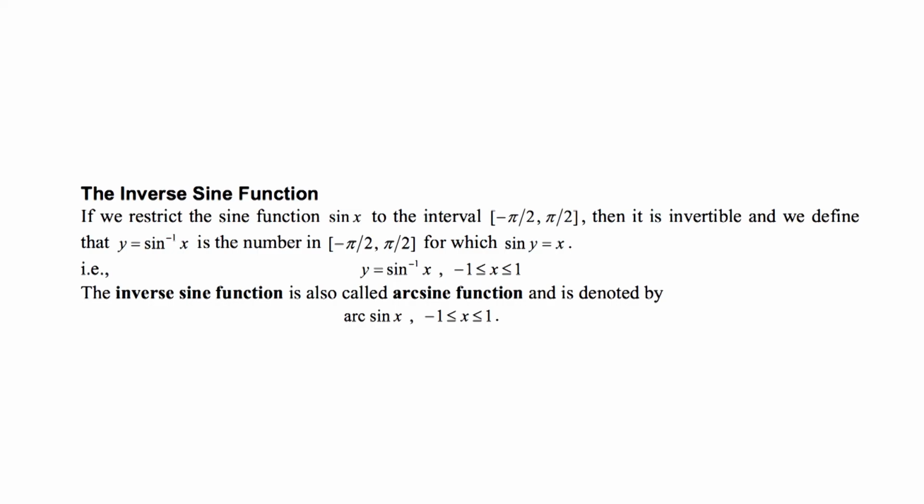If we restrict the sine function sin x to the closed interval minus pi by 2 to pi by 2, then it is invertible, and we define that y equal to sin inverse of x is the number in the closed interval minus pi by 2 to pi by 2 for which sin y equal to x, that is y equal to sin inverse of x with minus 1 less than or equal to x less than or equal to 1. The inverse sine function is also called arc sine function and is denoted by arc sin x.